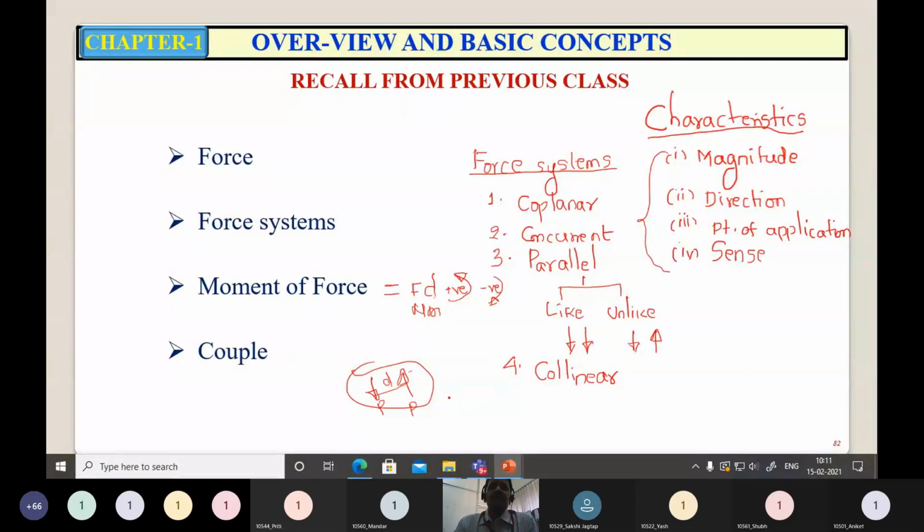Then the moment of this couple is the product of any one of the forces into the perpendicular distance between the two. Again, the unit is Newton meter. The effect of couple on the body is only to produce rotation. So by applying these two forces, the body tends to rotate in anti-clockwise direction.